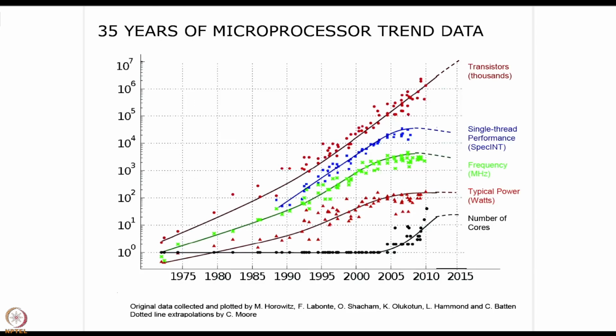So what happens? If you look at the last 35 years of microprocessor data, you can see the number of transistors being packed onto these integrated circuits is increasing dramatically. But what we are really interested in is the serial performance, or the single thread performance of operations. And we see that in the last decade or so, this has sort of asymptoted to a finite value. What has also asymptoted is the frequency at which these integrated circuits operate.